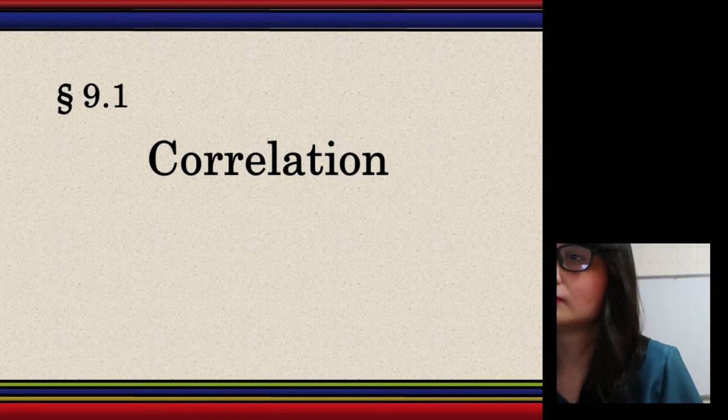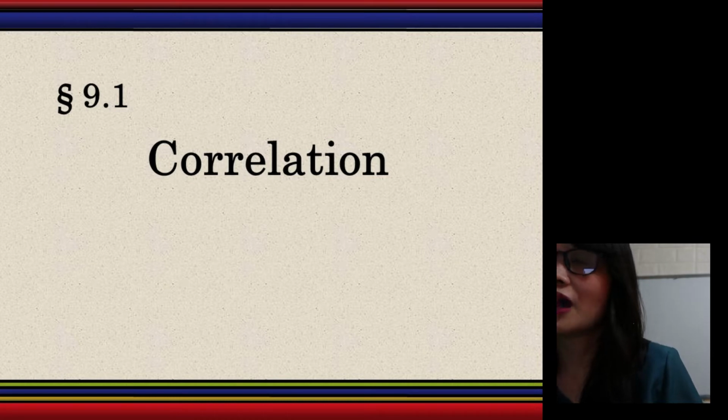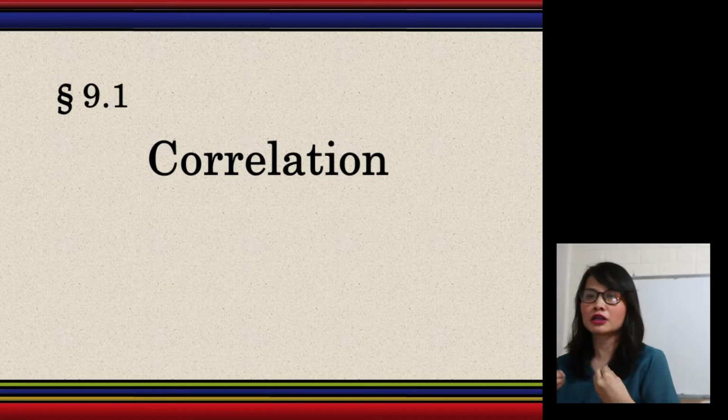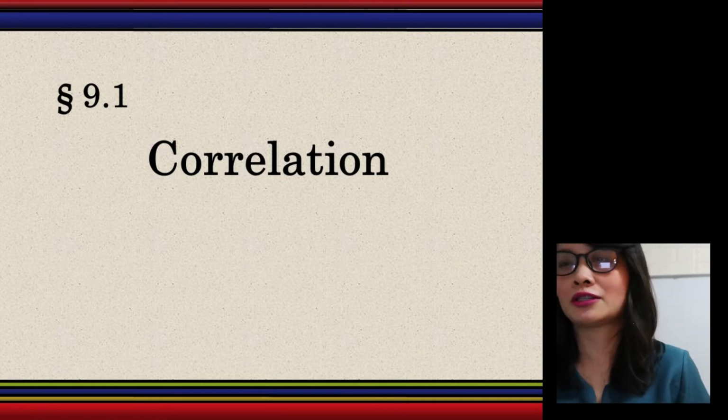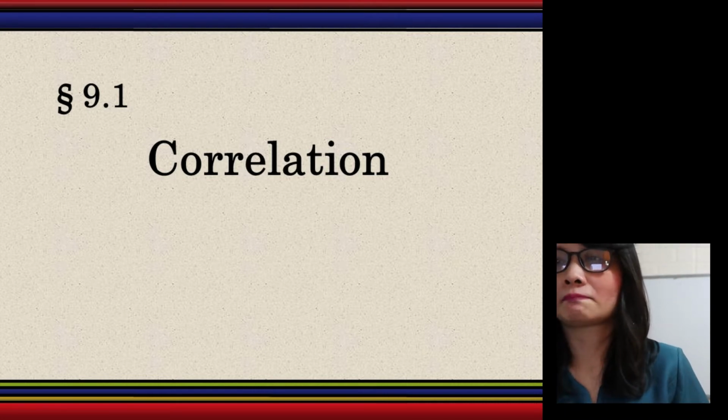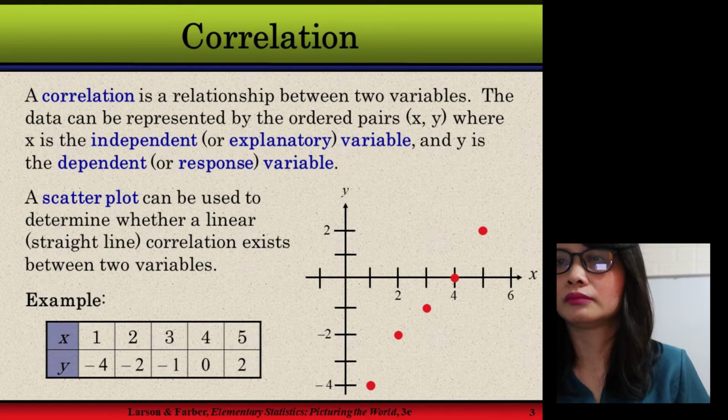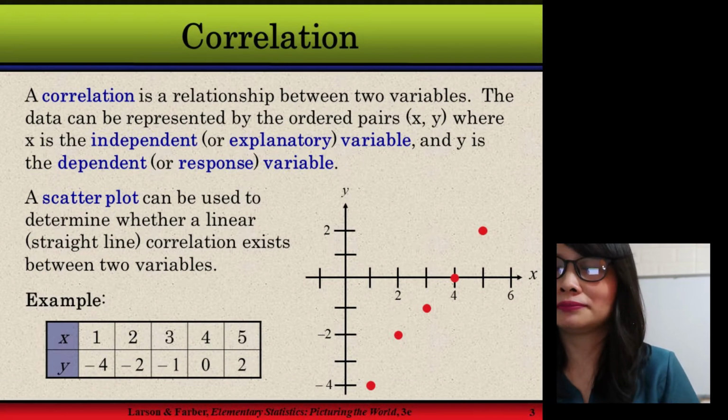Miss, I think it has something to do with relations with different populations. Okay, very good. So when we say correlation, you are referring to a relationship. Okay, a relationship. That's correct, my dear. Okay, let's proceed now. So start with correlation.